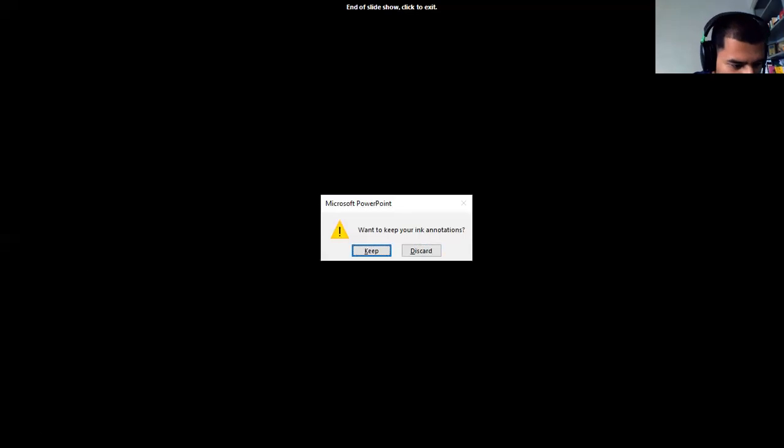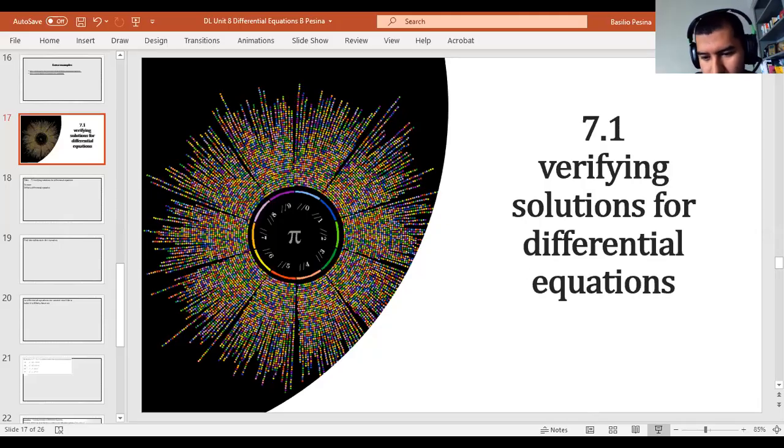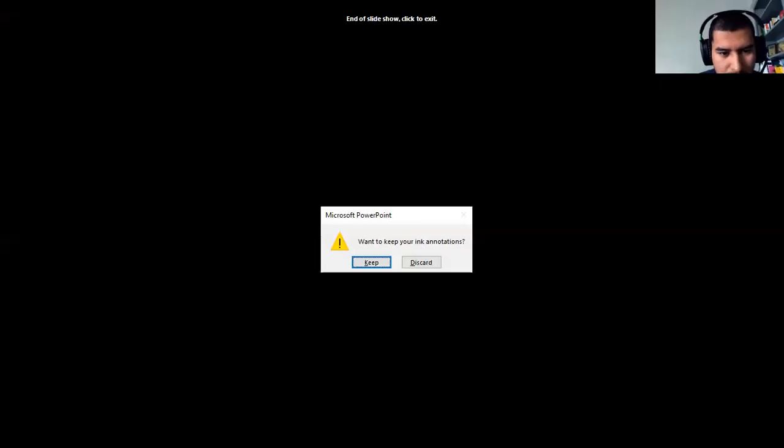How do I go back? New share. Pretty much, can you guys still see my screen? It's not letting me. It's not working on my side.